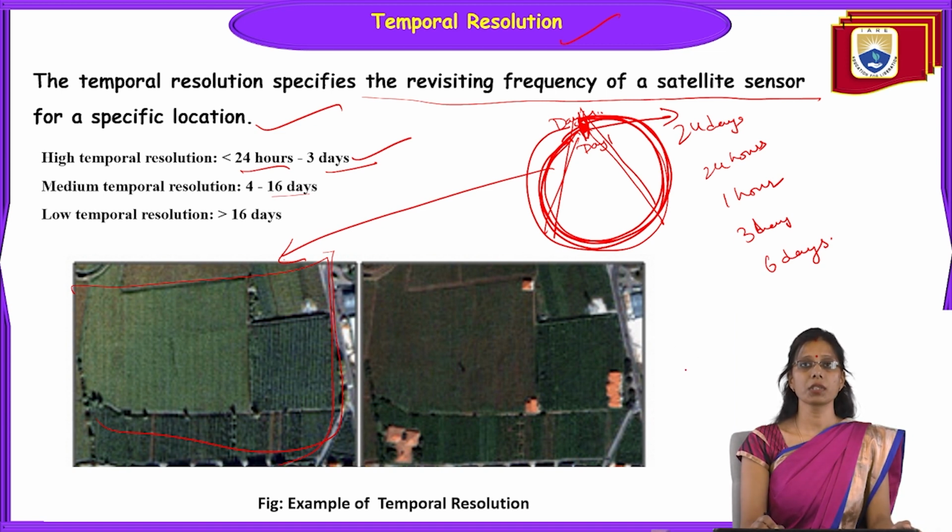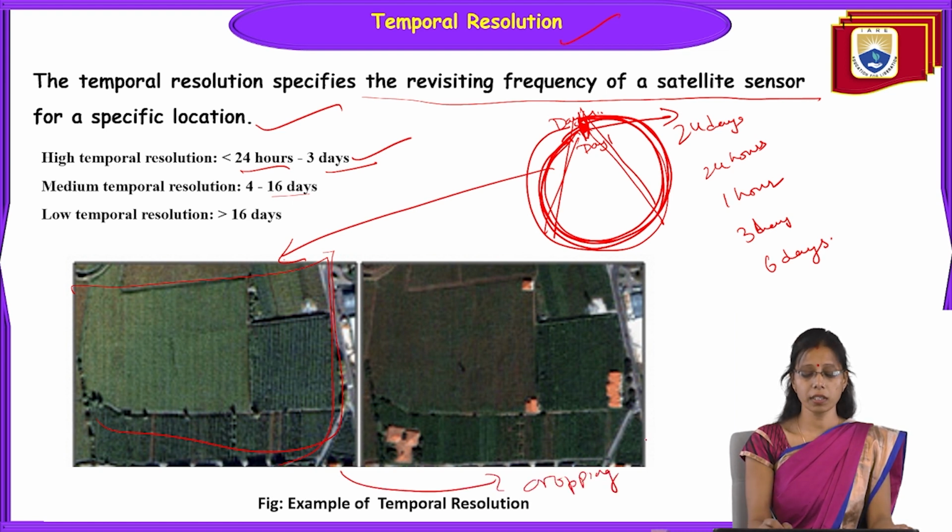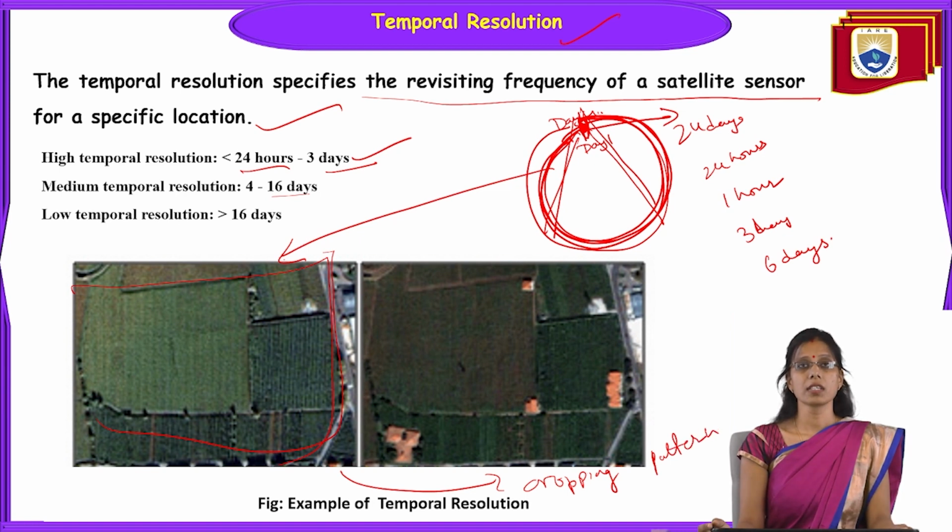So like this, if it captures for 6 days, 3 days, 10 days, we are able to see the difference in the cropping pattern. So this is very helpful in the cropping pattern. Like if we grow a crop, on the first day it will be in the growing stage. The second day, third day, or after 7 days, it will be in a more grown stage. It will be bigger. After 1 month, it will be bigger still. So if we compare the images, we can see the growing of the vegetation, the growing of the crops, and we can do yield estimation with the help of this temporal resolution.